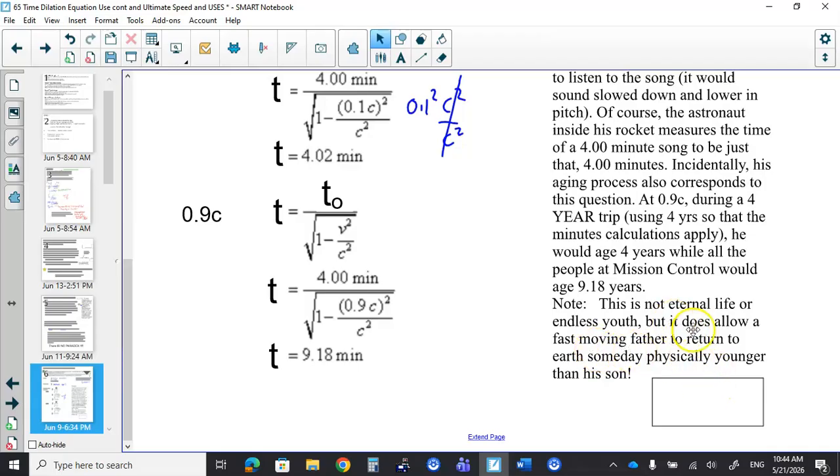So notice this isn't like eternal life or endless youth or anything, but it does allow the fast-moving father to return. It just slows time down, right? But it would allow the father to return to Earth someday physically younger than the son. So you'd have to think of how that would work.